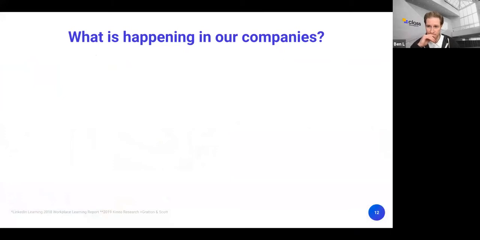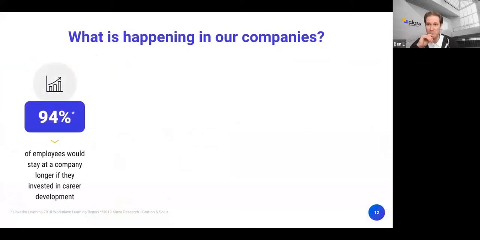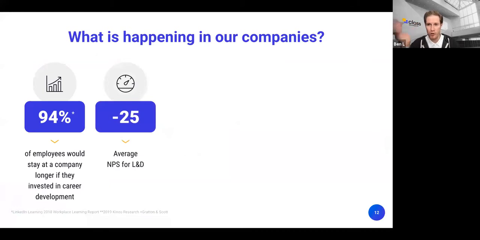So let's talk about this. If this doesn't happen, I think these are some of the results. 94% of employees would stay longer at a company if they felt like it was investing in their career development. Okay, well, man, this is a national average, and this comes from LinkedIn Learning, by the way. Average NPS for L&D is a -25. So are we helping with professional development? Are we helping with career development? That's a good question.